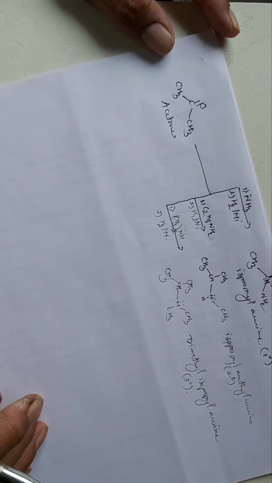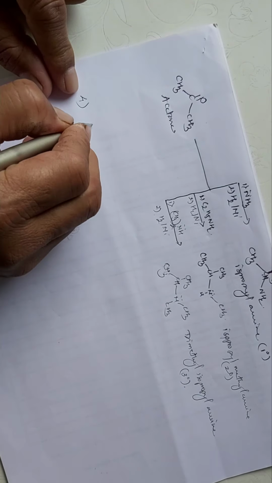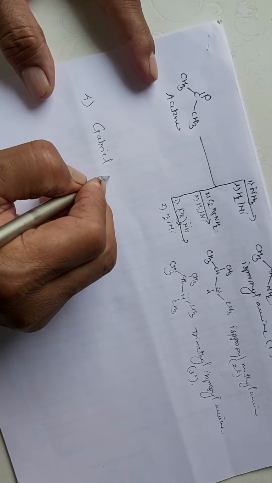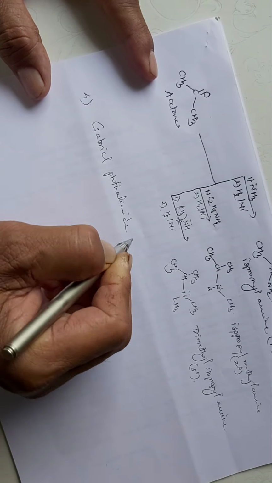So by using the reductive amination method, we can synthesize all the types of amines, that is primary, secondary, and tertiary amines. So the next method for the preparation of amines is your Gabriel phthalimide synthesis.